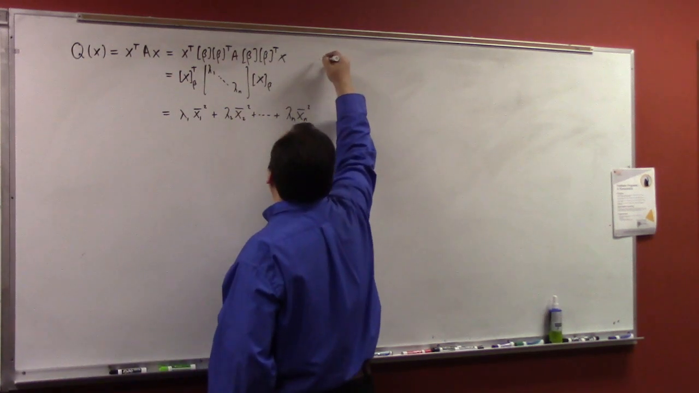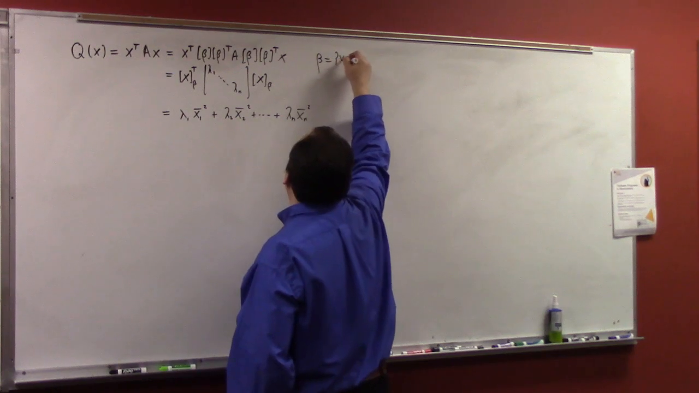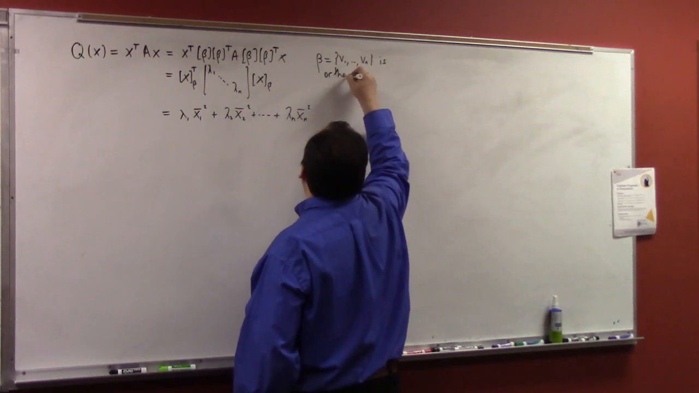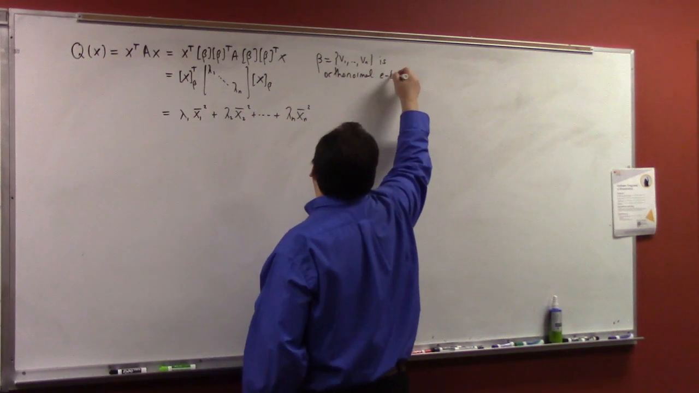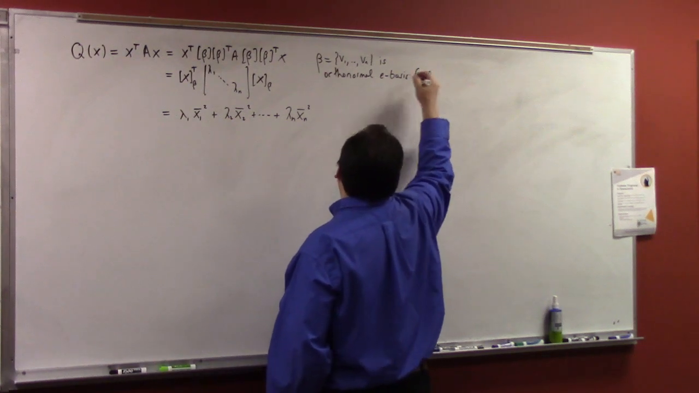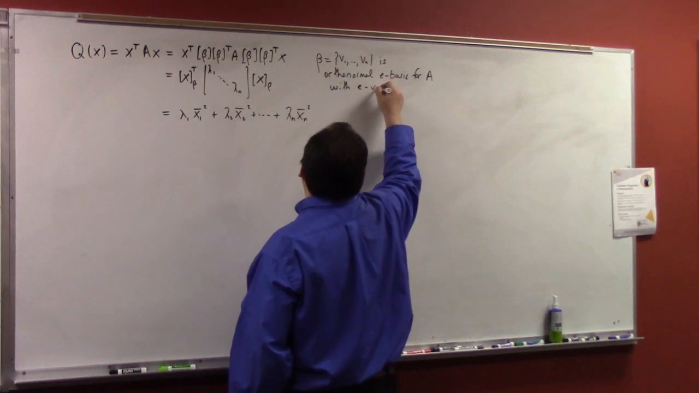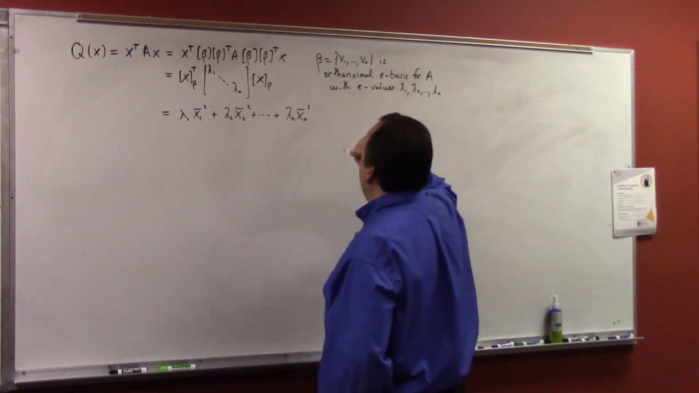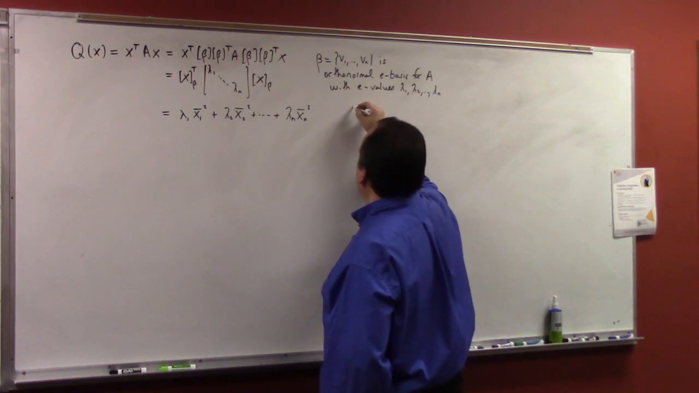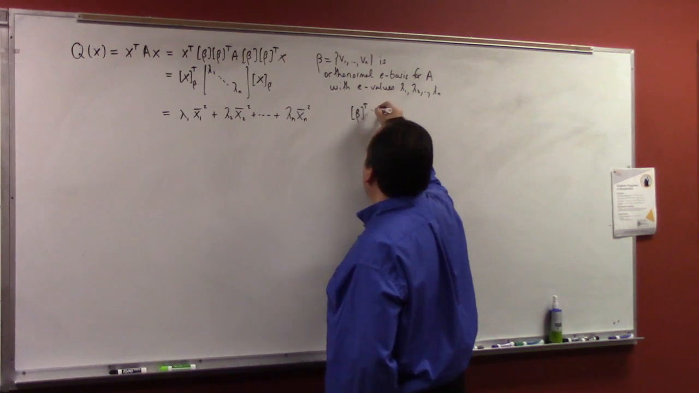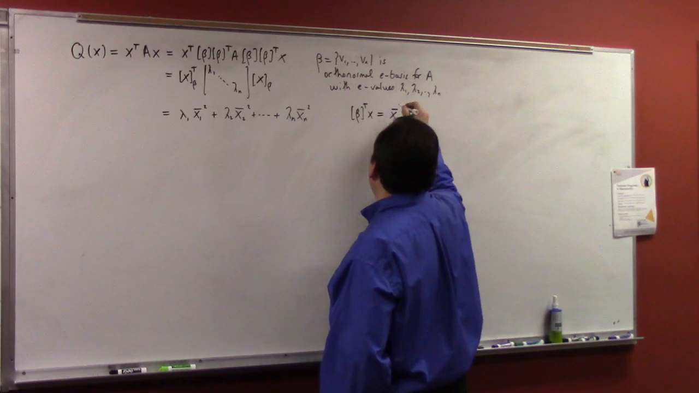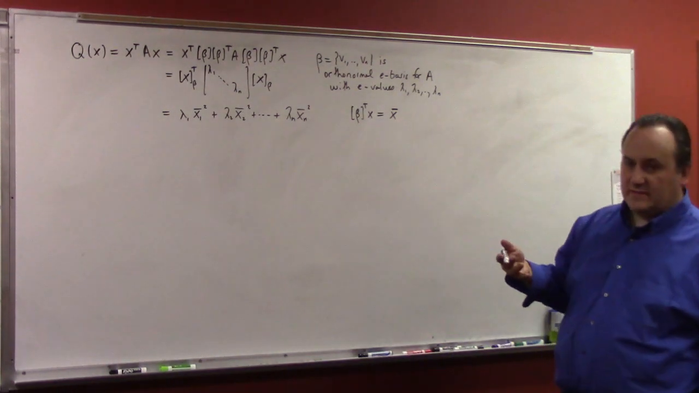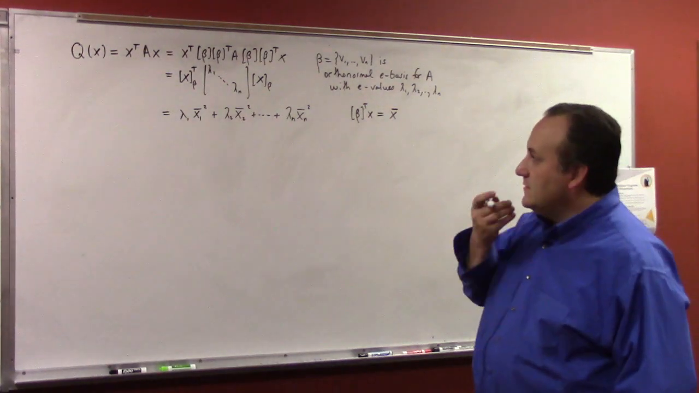And here I'm assuming that beta is an orthonormal eigenbasis for A with eigenvalues lambda 1, lambda 2, through lambda n. All right. And I'm introducing beta transpose times x equals x bar as my rotated coordinate system in which the formula for the quadratic form is diagonalized.